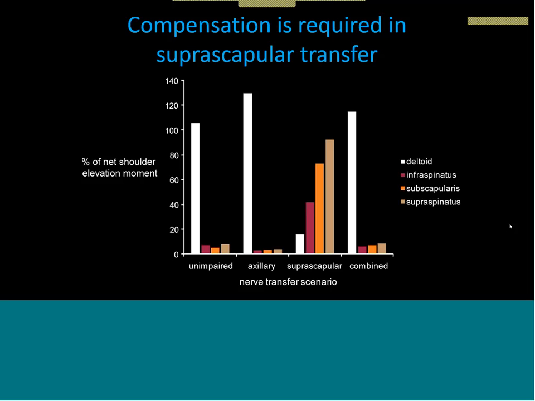For each of the 4 nerve transfer scenarios, what you can see is that deltoid, which is the tall white bar, is producing almost all of the shoulder elevation moment in the unimpaired, axillary, and combined cases. However, in the suprascapular case, it's not able to do that because it isn't restored. So infraspinatus and subscapularis and supraspinatus, which are rotator cuff muscles, are now required to help elevate the shoulder in a way that they aren't in the other scenarios.